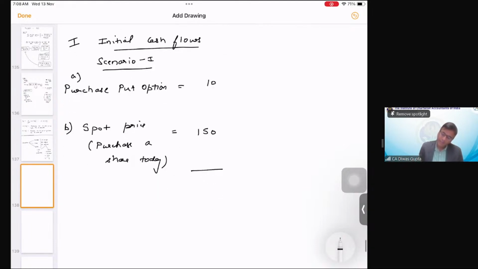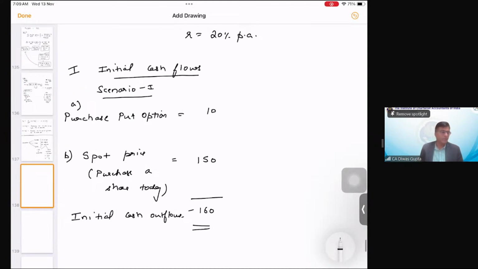So, in a nutshell, the person will end up paying 160 rupees. This is an initial cash outflow, right? While this person is making the portfolio by purchasing a put option and purchasing a share on the spot market, the person has incurred in totality 160 rupees as the cash outflow.